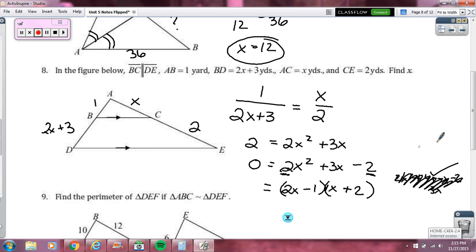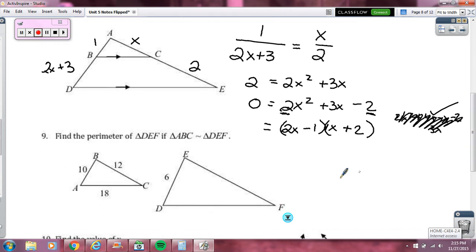Cool. So now I'm actually going to get two answers. One of them should make sense and the other one won't make sense. So I've got thingy number 1 times thingy number 2 equals 0, meaning that one of those two binomials, one of those two thingies has got to be equal to 0. So either 2x minus 1 equals 0 or x plus 2 equals 0.